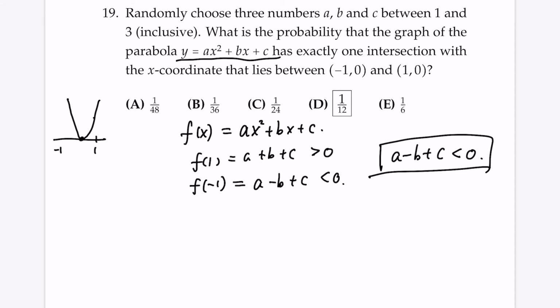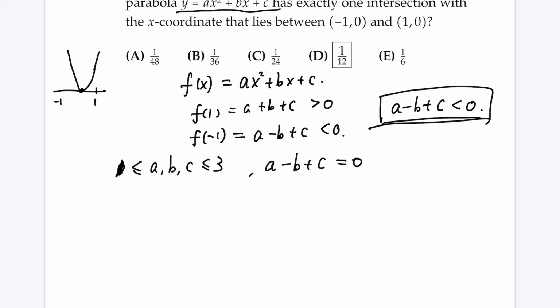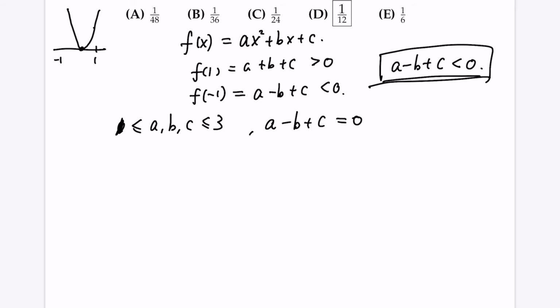The next one is the solid geometry part. A, B, C are sitting between 1 and 3, and this inequality can be represented by a plane and all the points below that plane. So the question is, what is the volume of this plane cutting through this cube? Let me draw the picture. Suppose I have a cube like this.